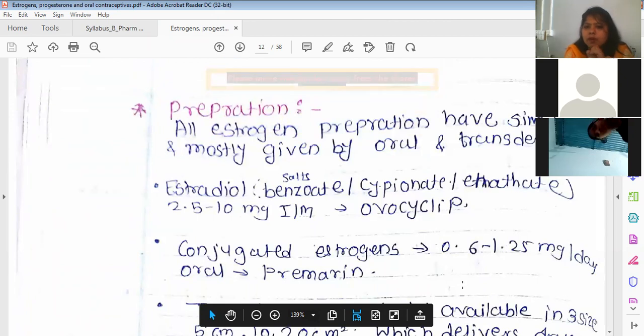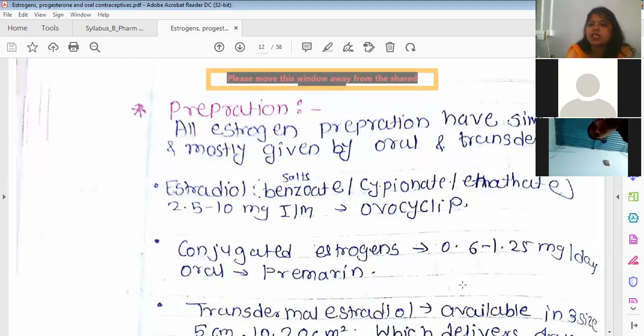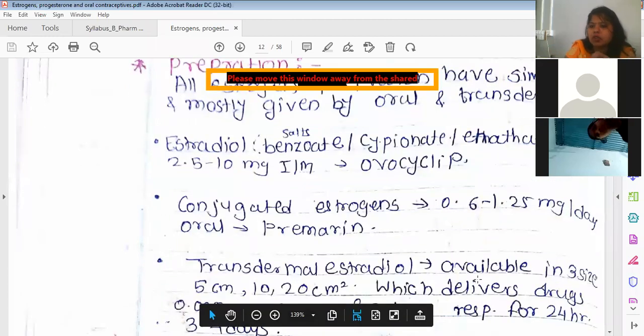All estrogen preparations have similar action and most of the time they are given by the oral route or the transdermal route. मग कुठले कुठले डेरिव्हेटिव्ह देतो आपण? तर we are given the estradiol like a salt of the benzoate, then the cypionate. It is given as a derivative specifically by the intramuscular injection.